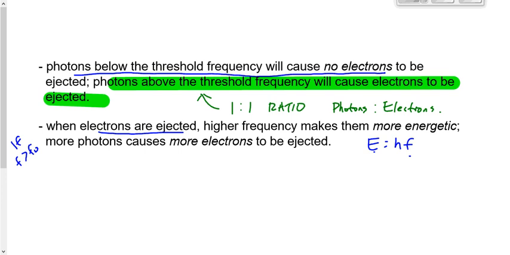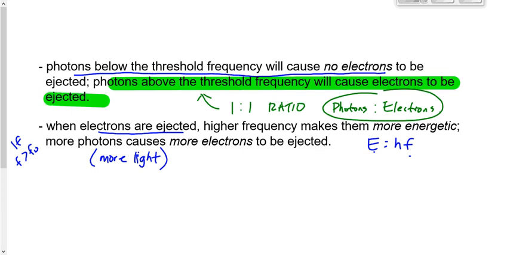But be careful. Higher frequency above the threshold frequency means more energetic. More photons, or in other words, more light. More photons could be brighter light, or it could be light shining on the surface for a longer time, either one. More light, if you're above the threshold frequency, will cause more electrons to be ejected. And that comes back to this, right? A 1-to-1 ratio of photons to electrons. You're above the threshold frequency, you jack up the frequency even more, still got one photon, still got one electron, but a more energetic electron.